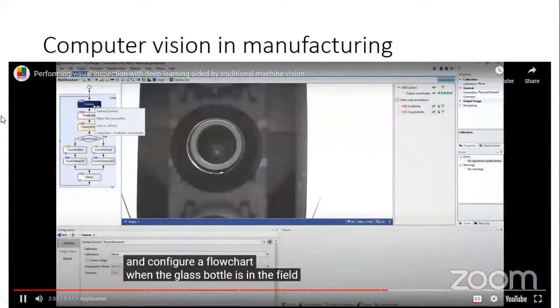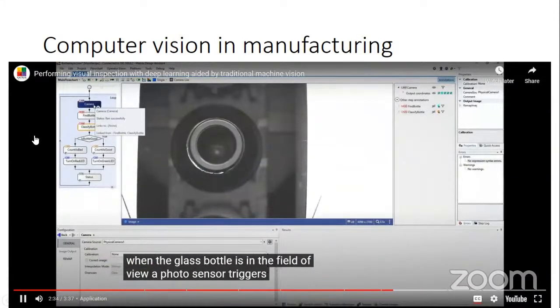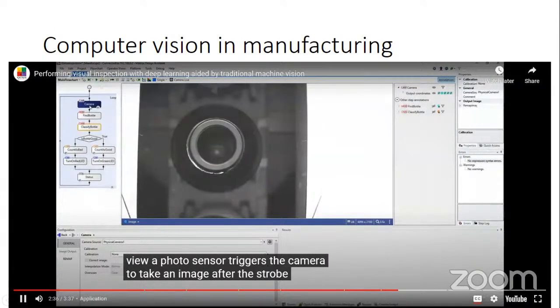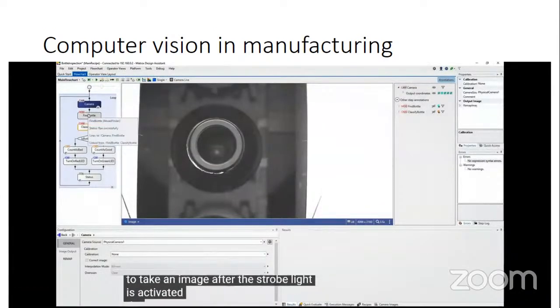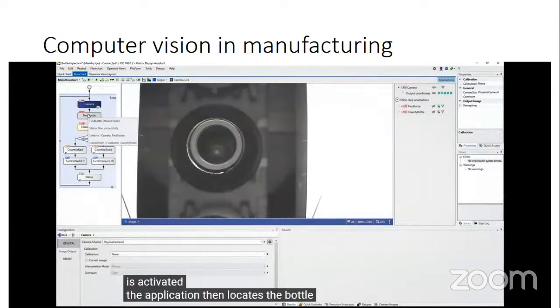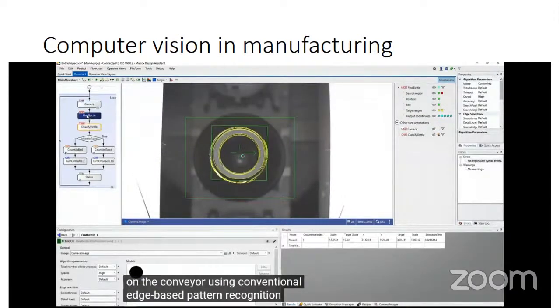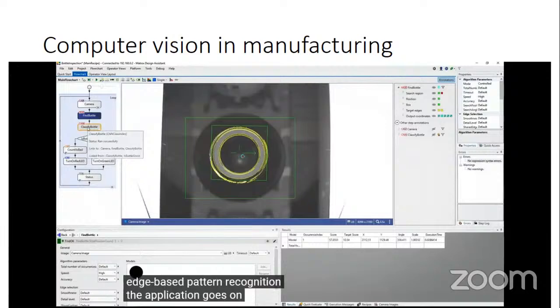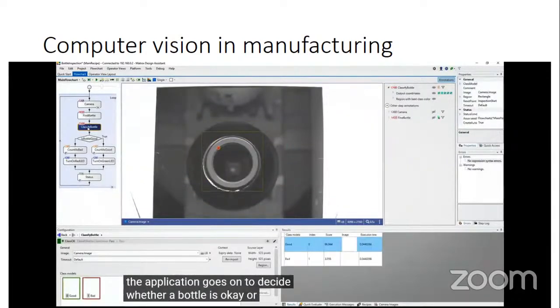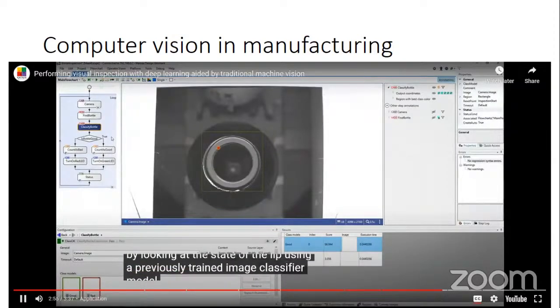When the glass bottle is in the field of view, a photosensor triggers the camera to take an image after the strobe light is activated. The application then locates the bottle on the conveyor using conventional edge-based pattern recognition. The application goes on to decide whether a bottle is okay or no good by looking at the state of the lip using a previously trained image classifier model.